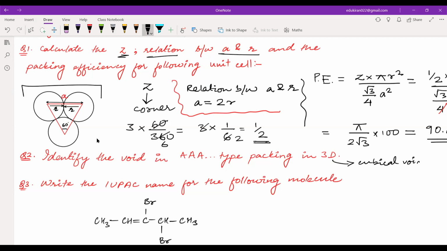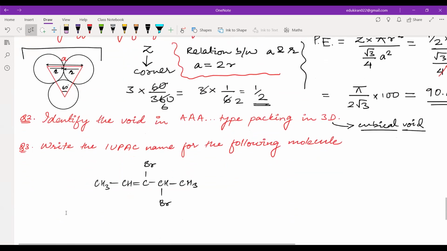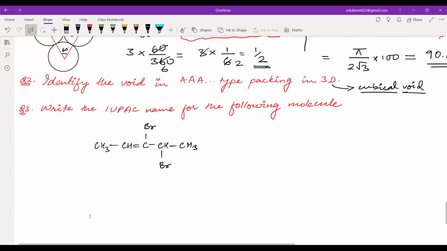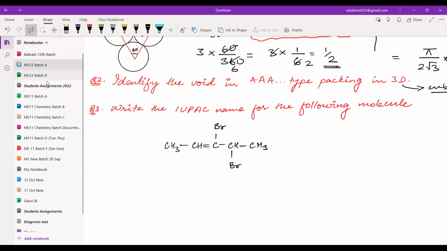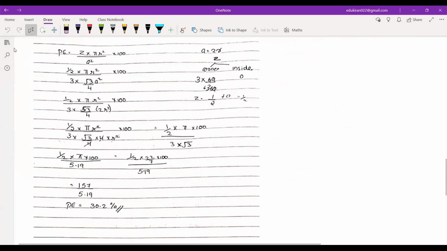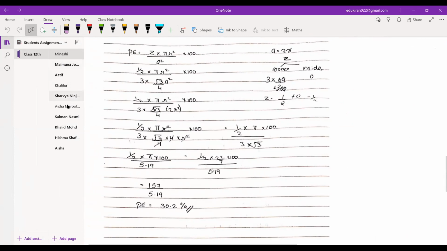Right, guys? Okay, so this will be a cubical void. Then I have put in a question for IUPAC nomenclature because I don't want all of you to lose touch with organic chemistry. So let me just see the names that you guys have written and then move towards the next topic. Okay, where is Minashi?